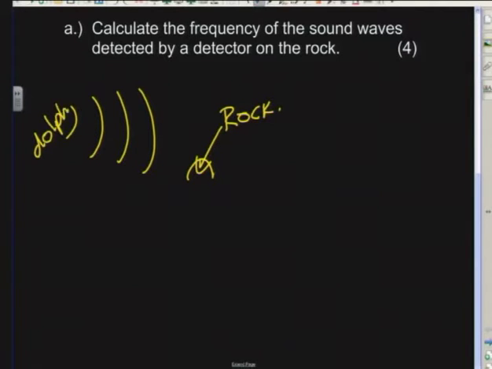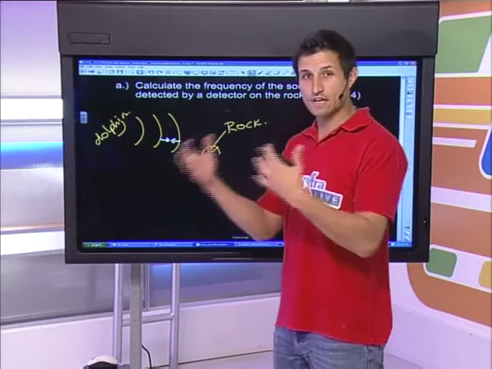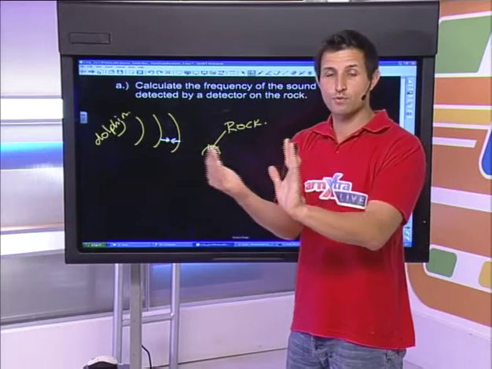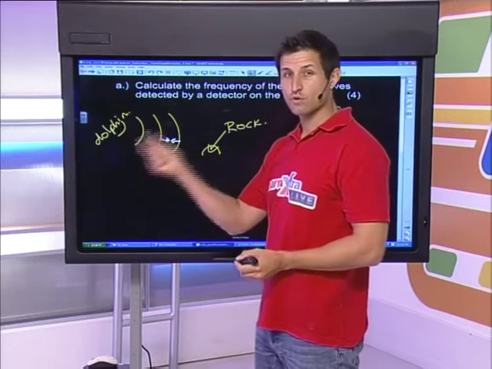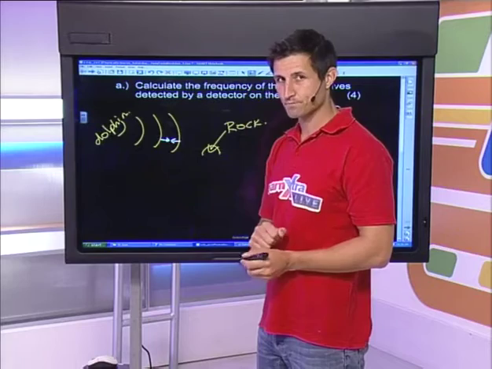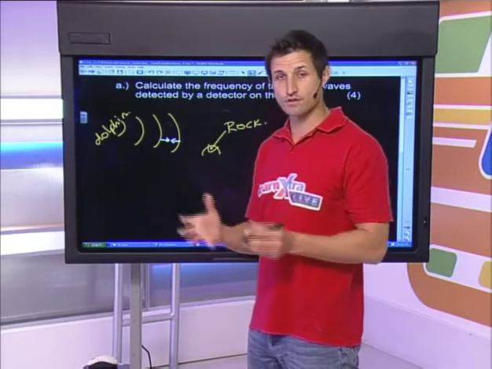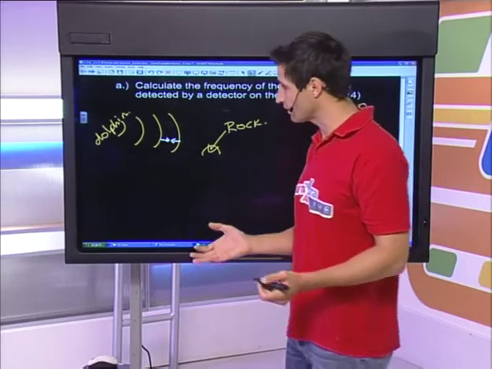Now, just remember that when a dolphin is chasing its own waves, these waves will get closer towards each other. They're going to be squeezed because the dolphin is not allowing them to escape. So as it gives out these waves, it's squashing the waves in front of it. So what we're going to find is that the spacing between these waves will be slightly smaller. Now that should give you an indication of whether or not the frequency will be higher or lower.